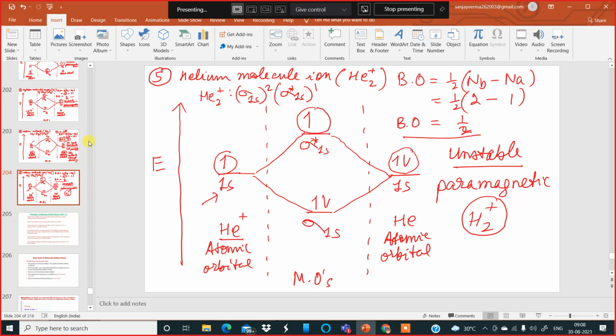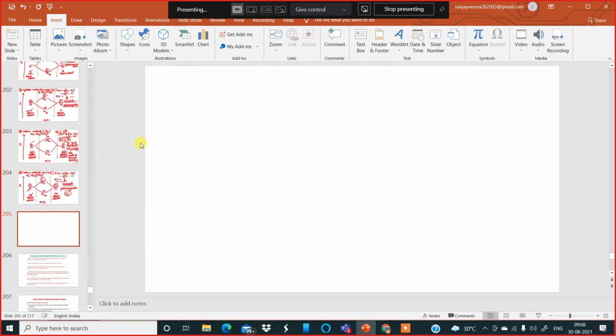So this is the fifth example for the drawing of molecular orbital diagrams. I have completed 5 of them. There is some time, so let me complete one more, the sixth one. Does anybody have any question? Okay, number 6.